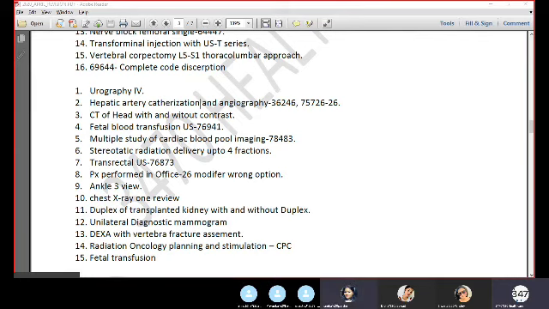74400. If it is bolus technique, urography bolus technique, what is the answer? Bolus means infusion, correct? Infusion technique. 74410.